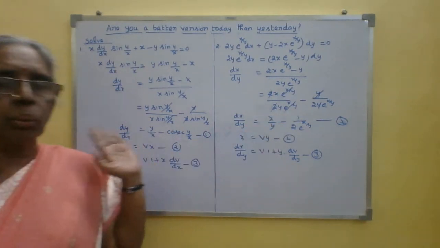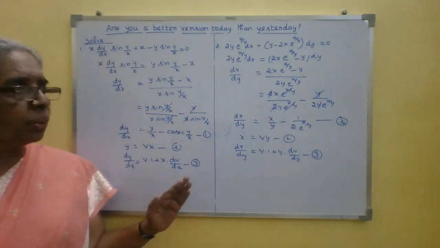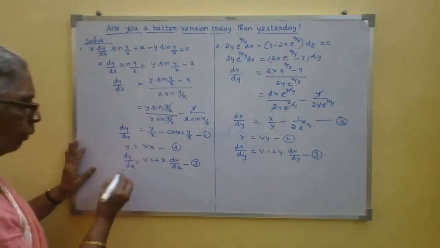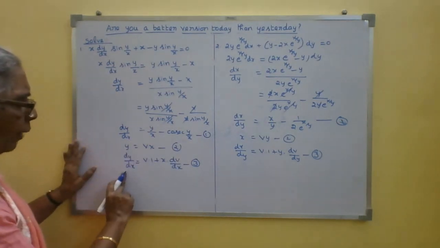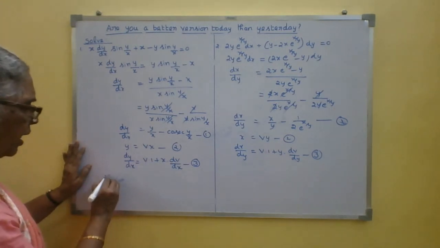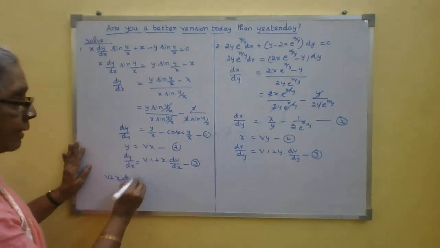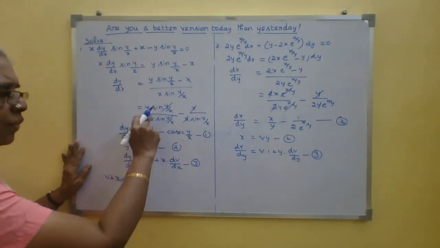You have got a 1, 2, 3 here. Now you will substitute the 2 and 3 in 1 always. So now substitute the 2 and 3 in 1. You will get now for dy by dx you write this v plus x into dv by dx, that is equal to this y by x will now become v.